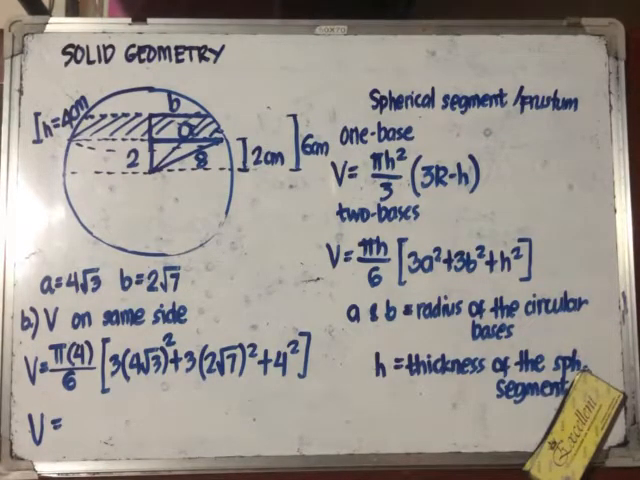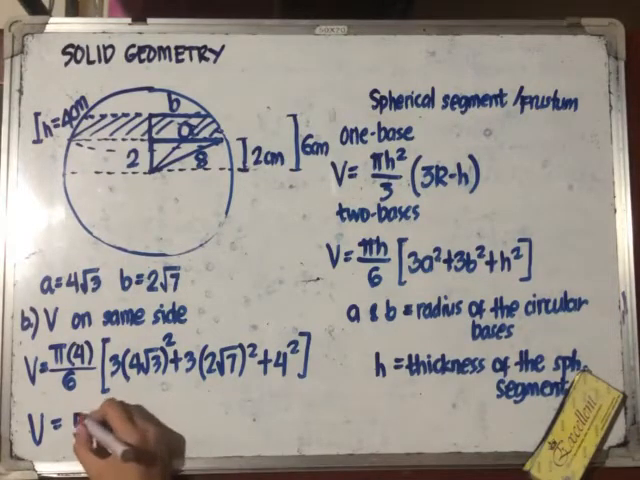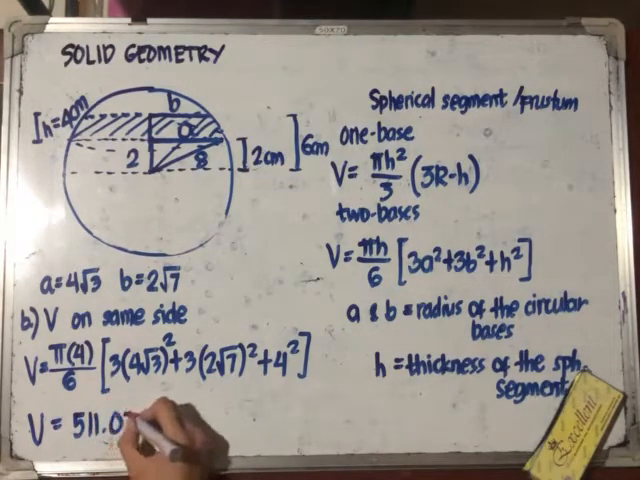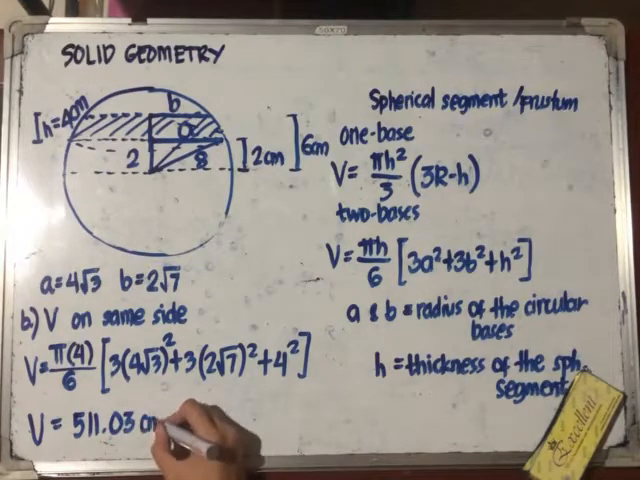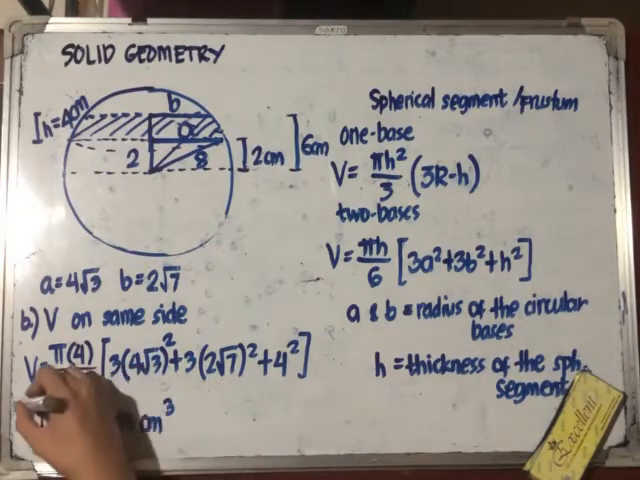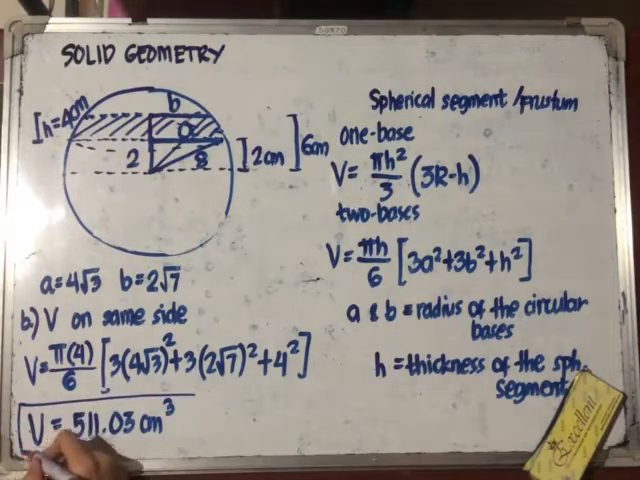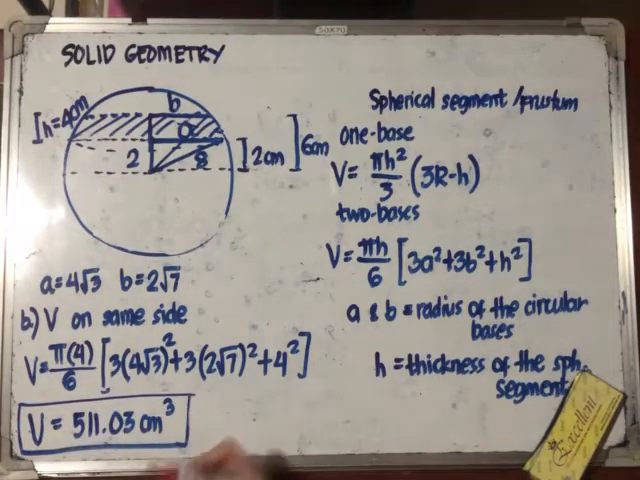Let me compute that muna. Alright, that would give you 511.03. Alright. This is in cubic centimeters. This is for letter B. Okay.